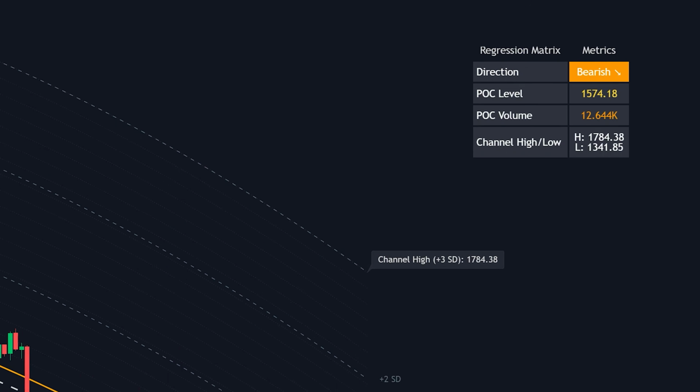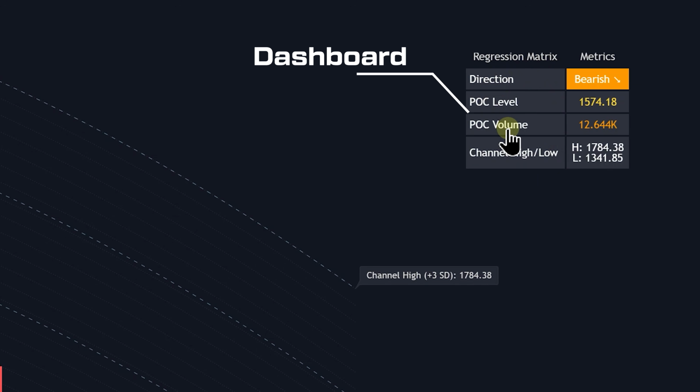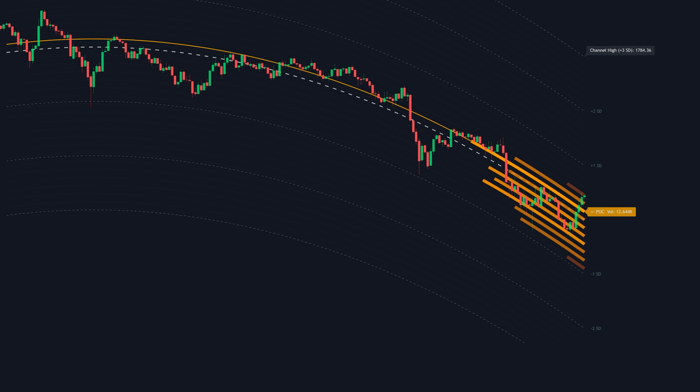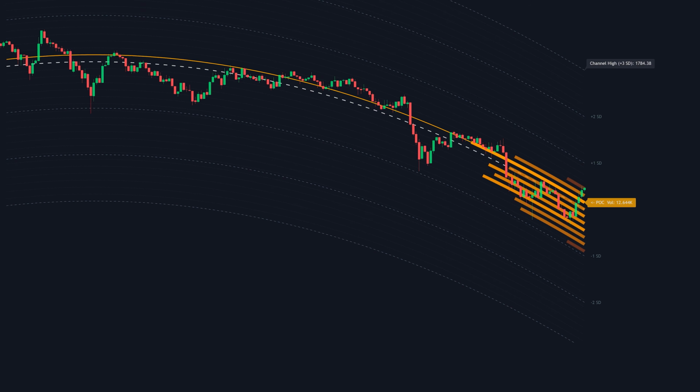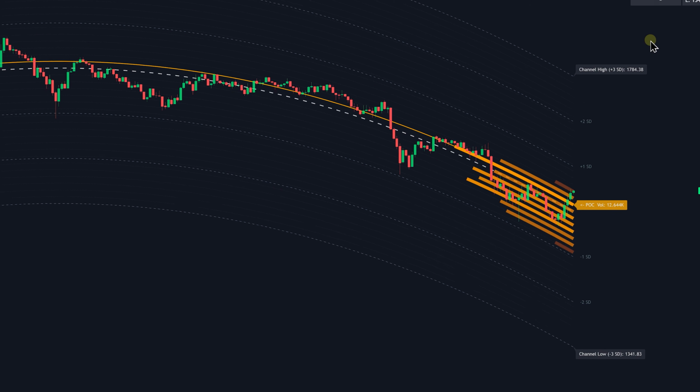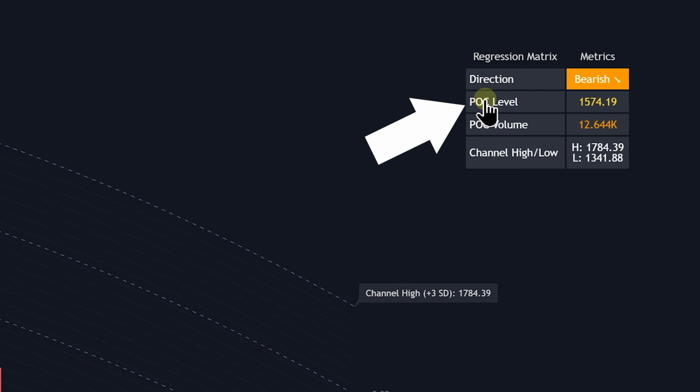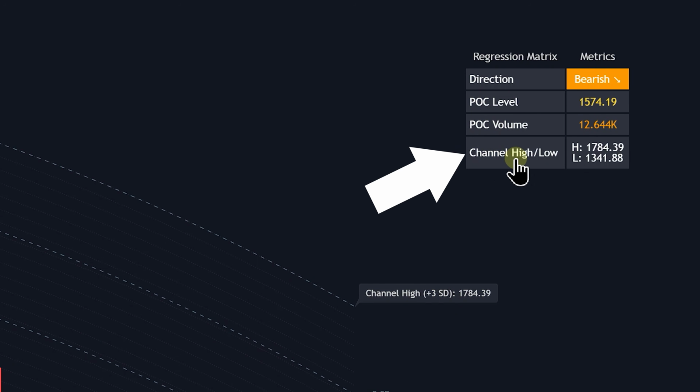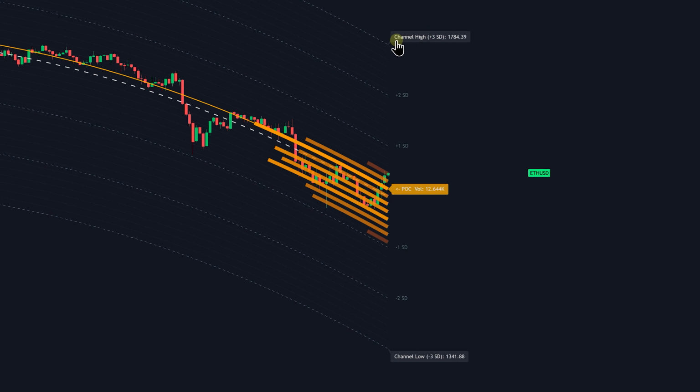Now, the fifth component is the dashboard. In the top right corner, the dashboard shows the current direction, the POC level, the POC volume, and the channel high and low. This is useful because you don't have to guess what the indicator is reading. If the dashboard says bearish, the regression model is currently leaning down. If it says bullish, then the model is leaning up. The POC level gives you the exact price of the highest volume zone. The channel high, low shows the outer boundaries of the regression channel.